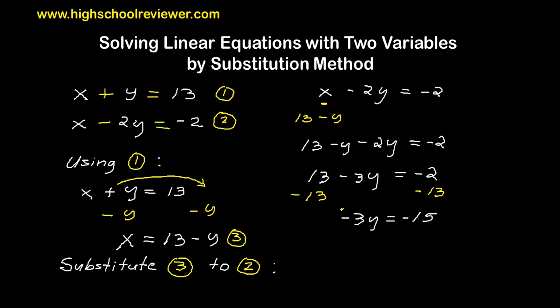To cancel out negative 3 on the left, we are going to multiply this by negative 1 over 3. And again, whatever you do on the left must also be done on the right. You need also to multiply this by negative 1 over 3. Negative 1 over 3 multiplied by negative 3y, this will now lead us to positive y. Negative 15 multiplied by negative 1 over 3, this will now give us positive 5. Our y now is equal to positive 5, and this is one of our answers.